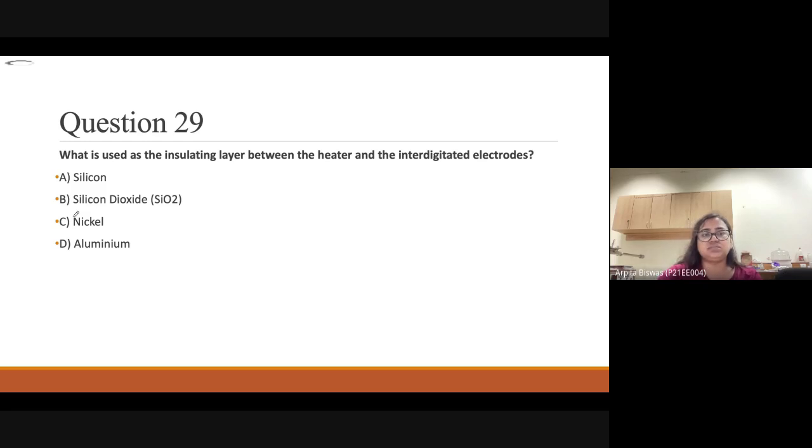Okay, so that's why a dielectric layer is present in between the heater and the interdigitated electrode.